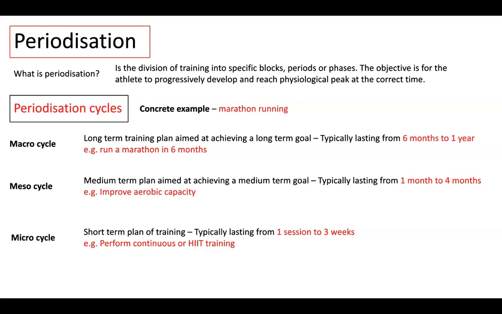So therefore, our microcycle is our short-term plan. How am I going to achieve my medium-term plan of improving aerobic capacity? I'm going to do continuous training. For a marathon runner, you choose continuous training because it's a lot more specific than HIIT training.